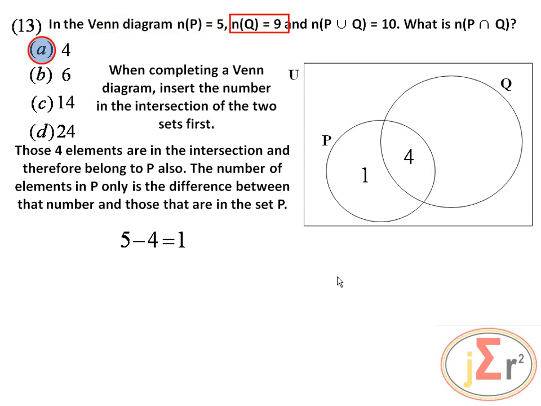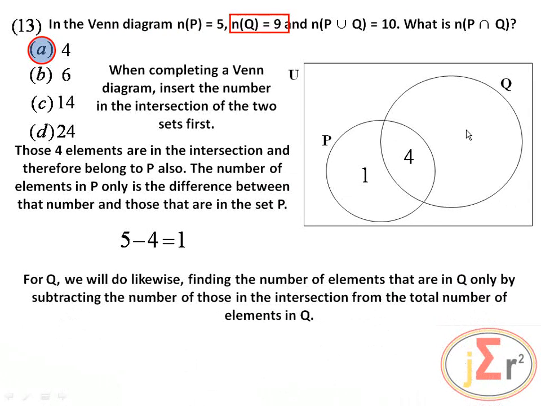And we do the same on the other side, because that 4 is also in the set Q. So the rest will go there. For Q, we will do likewise, finding the number of elements that are in Q only by subtracting the number of those in the intersection from the total number of elements in Q.